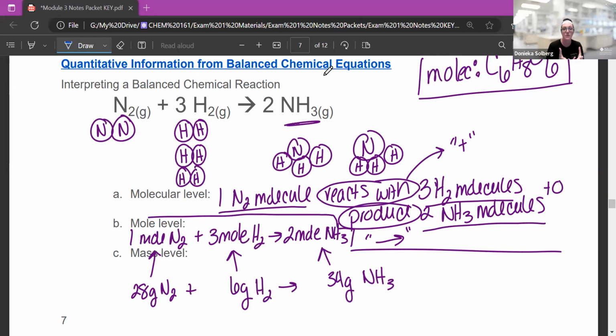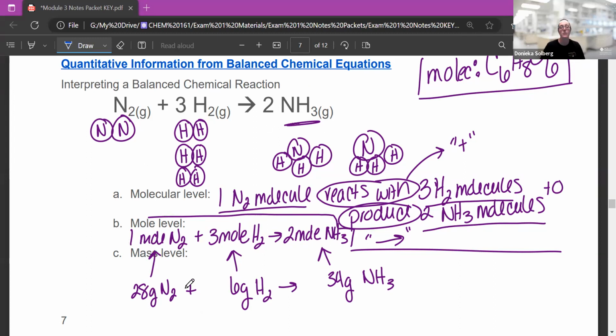We're using a lot of substance. We're going to weigh out a lot more. We're not using teeny tiny atoms and molecules. We're using bigger samples. So moles are going to allow us to actually do things in the lab because we can measure in grams and get to moles. So again, on the mole level, this equation means 1 mole of this reacts with 3, the coefficient, moles of this to make 2 moles of this.